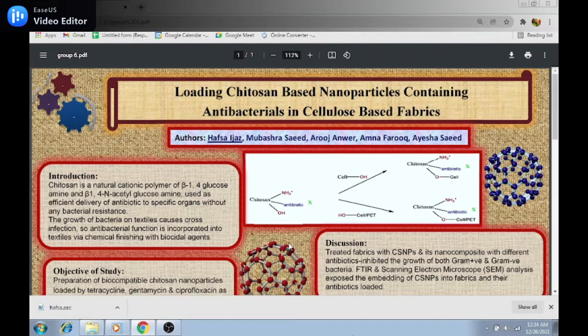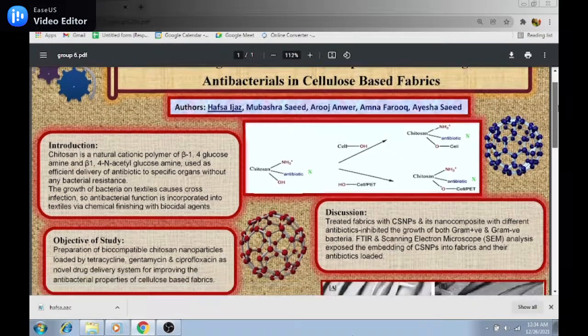We know that chitosan is a natural polymer that is used as an efficient drug delivery system to specific organs without causing any resistance. We know that textiles can cause cross-infection if we do not treat them with biocidal agents. That's why our objective of study is that we are preparing biocompatible chitosan nanoparticles loaded with tetracycline, gentamicin, and ciprofloxacin as a novel drug delivery system for improving the antibacterial properties of cellulose-based fabrics.